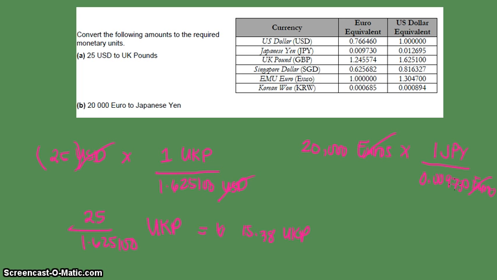So that's 20,000 times 1, which is the same value, 20,000, divided by 0.009730. That will give me the same amount that we found a while ago, 2,055,498.46 JPY, or Japanese yen. Okay, so that's it. This is a much faster way.